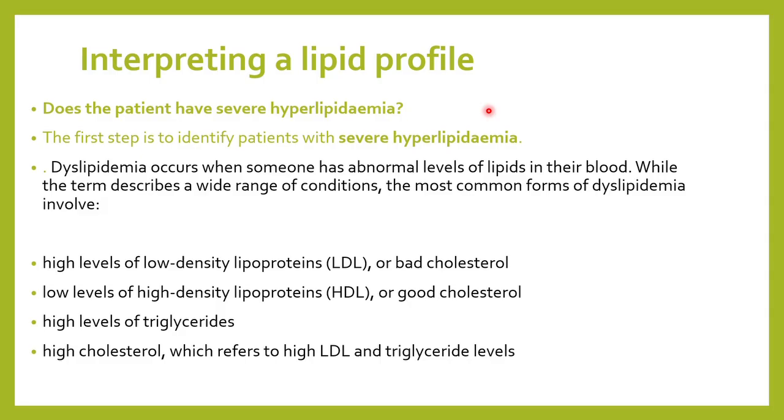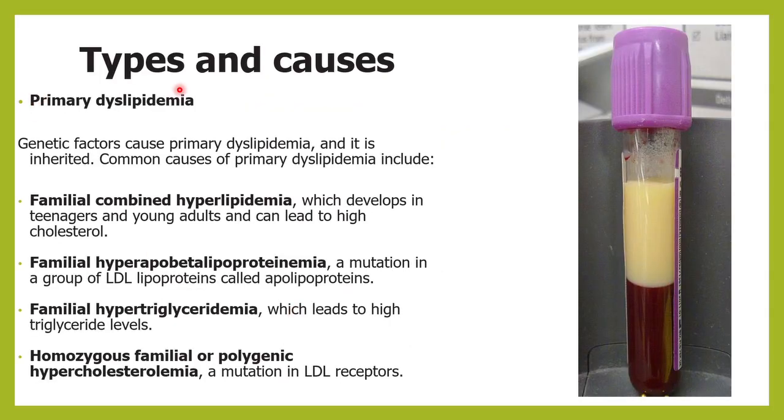Dyslipidemia is when the patient has abnormal levels of lipid in their blood. It could be that the patient is having high LDL, low HDL, high TG, high cholesterol. All this comprises dyslipidemia. Now, the type of dyslipidemia: why has this happened?